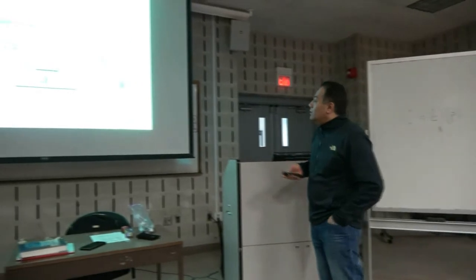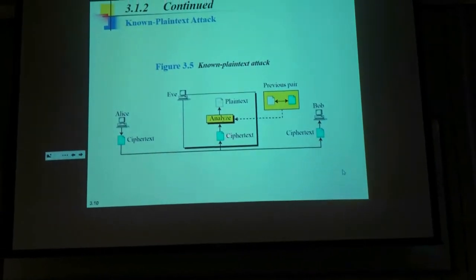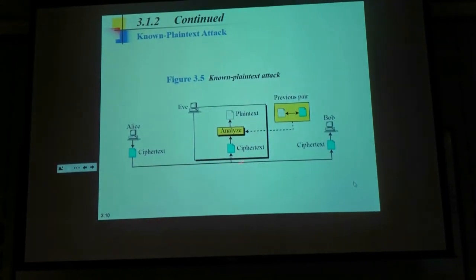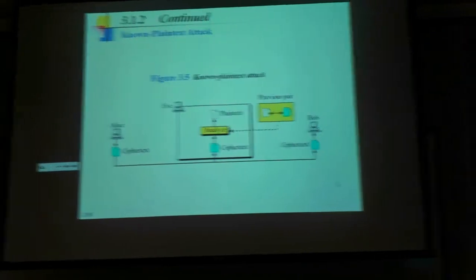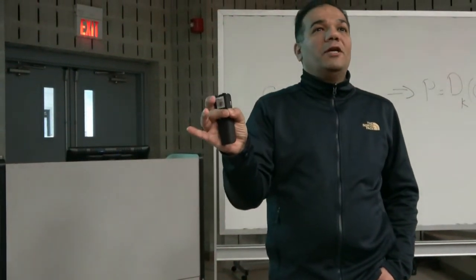Known plain text attack. So look in here what will happen. Alice sends the data to Bob. Eve, the evil, reads the ciphertext, analyzes it, and tries to get the plain text. But also, he or she, Eve is a she, has a previous pair. A previous pair of what? Of a plain text and ciphertext. Somehow, she was able to get from before the plain text and the ciphertext for that plain text.